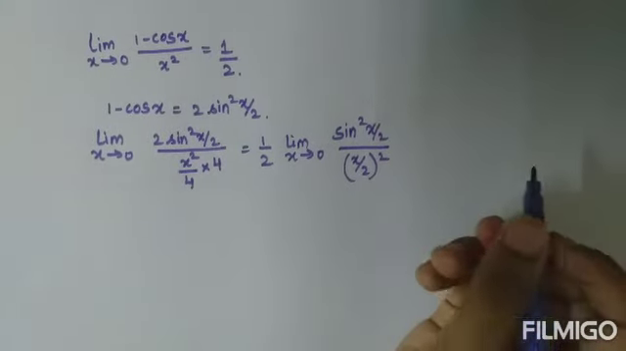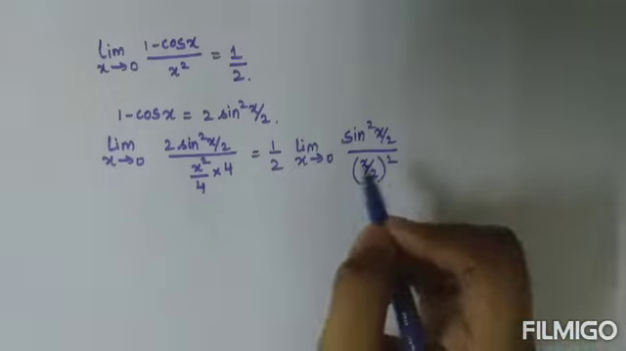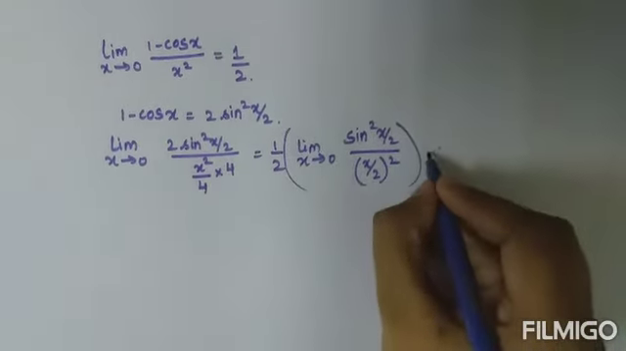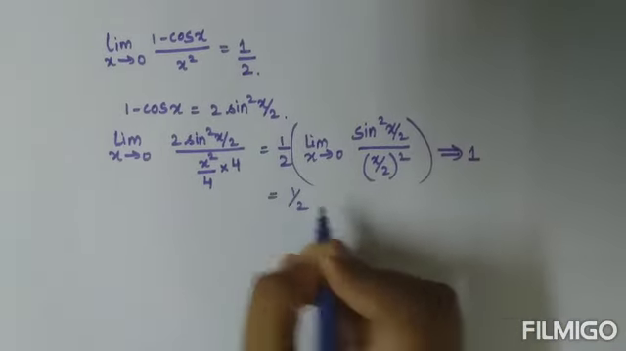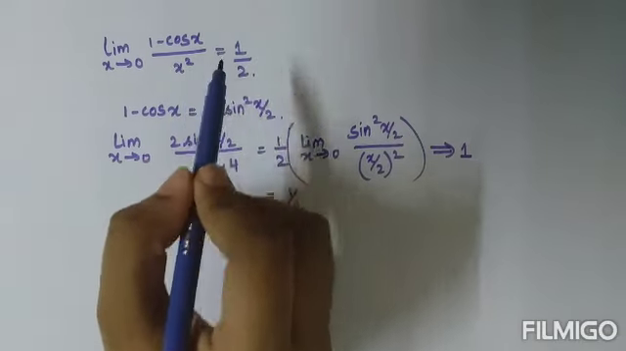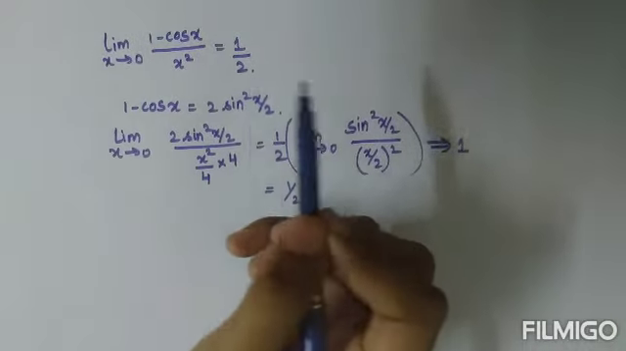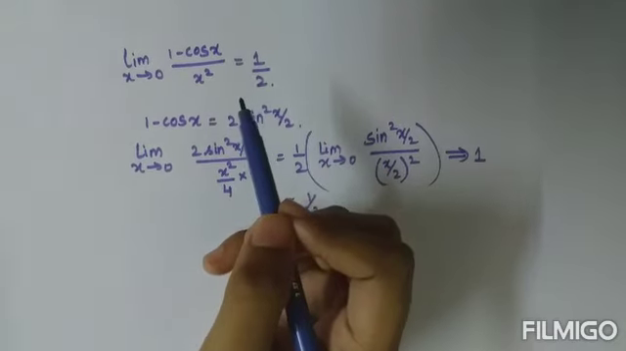Just before we have seen that limit theta tends to 0, sin theta by theta is 1. So the whole thing goes to 1, and we get 1 by 2. Limit x tends to 0, 1 minus cos x by x square is equal to 1 by 2. This is easy to derive, but it's better if you remember these three. Now let us see some problems.